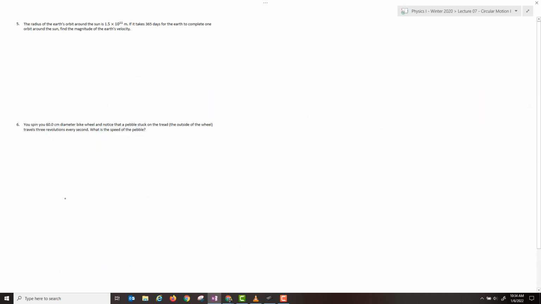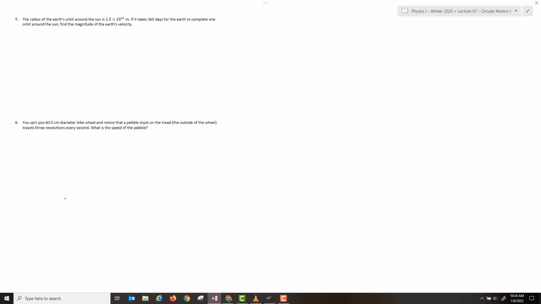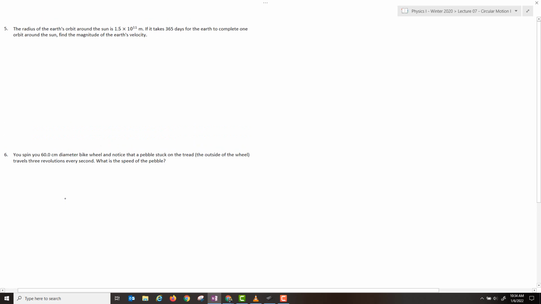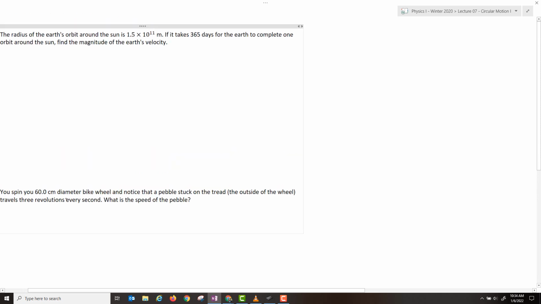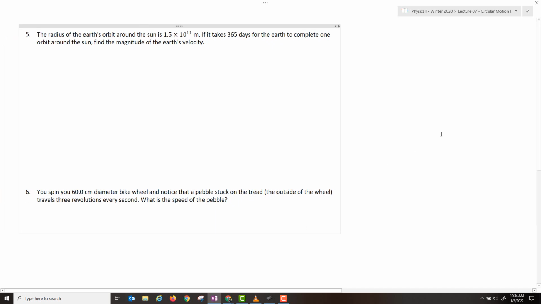All right, question number 5. The radius of the Earth's orbit around the sun is 1.5 times 10 to the 11 meters. If it takes 365 days for the Earth to complete 1 orbit around the sun, find the magnitude of the Earth's velocity. All right, so let's write down everything that we know. The radius of the Earth's orbit is 1.5 times 10 to the 11. So that's our radius. R is 1.5 times 10 to the 11 meters.